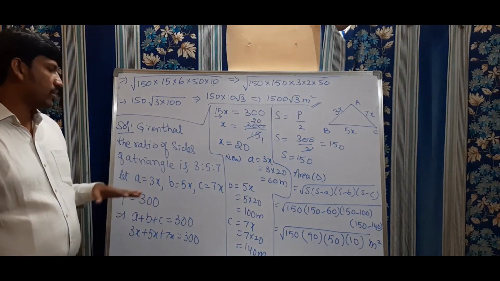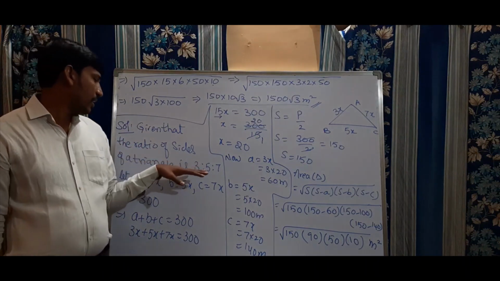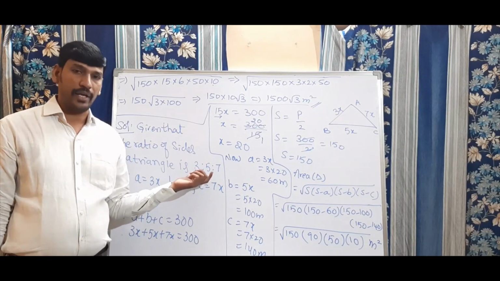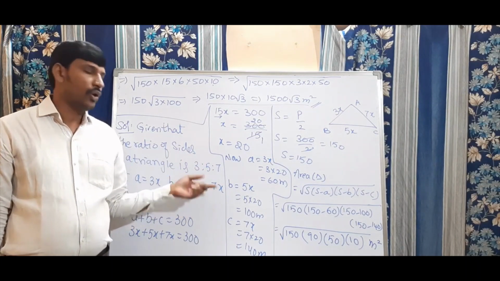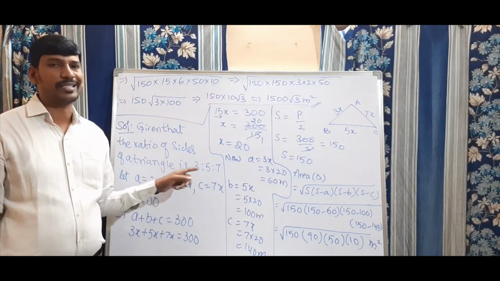Just see this here. Now given that the ratio of the sides of the triangle is 3:5:7. Here the given sides are in the ratio. You need to remove the ratio. When you remove the ratio, you can take one variable as x, and multiply it with each and every value.